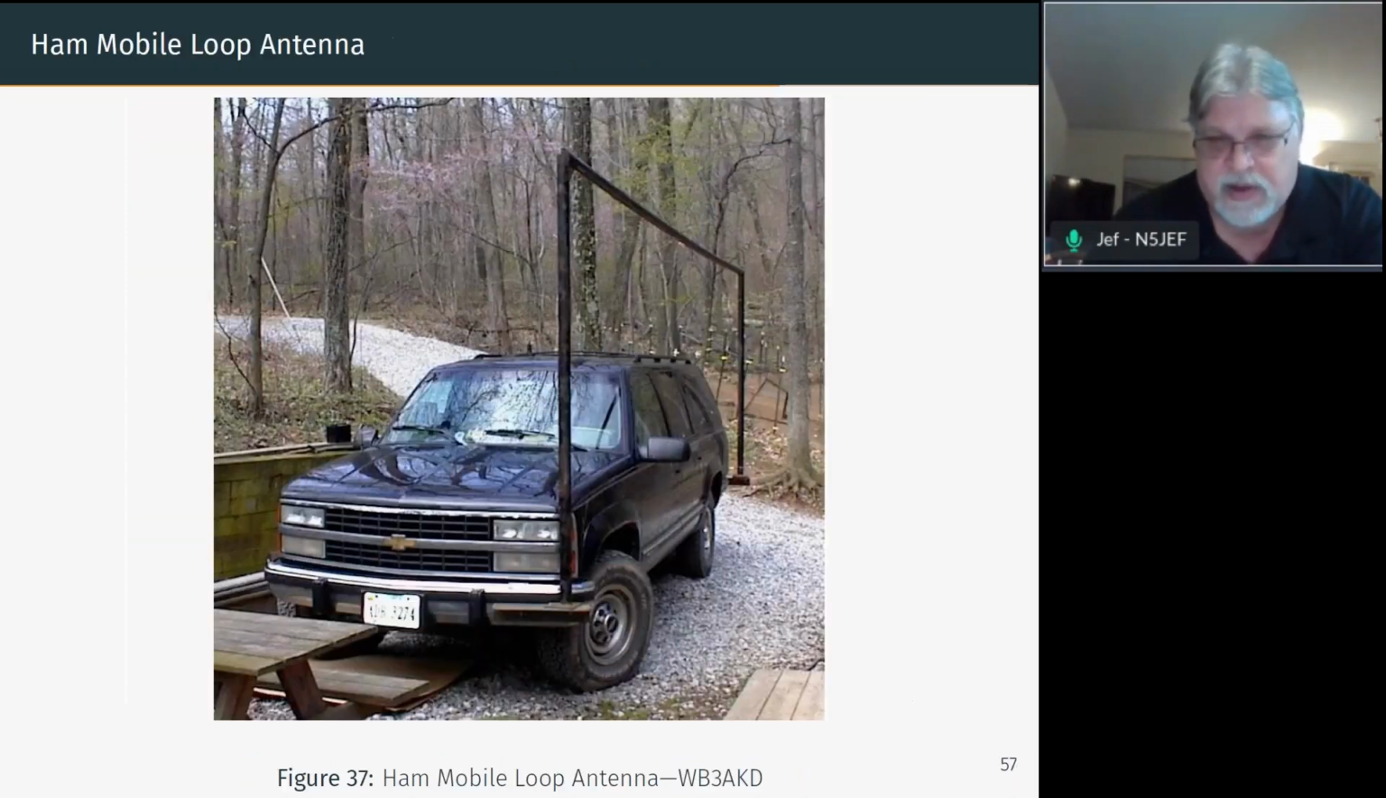And here's a ham, WB3AKD, built this one. It looks to me like he was trying to go for 80 meters and driving around town talking 80 meters NVIS with his loop antenna. Impressive.